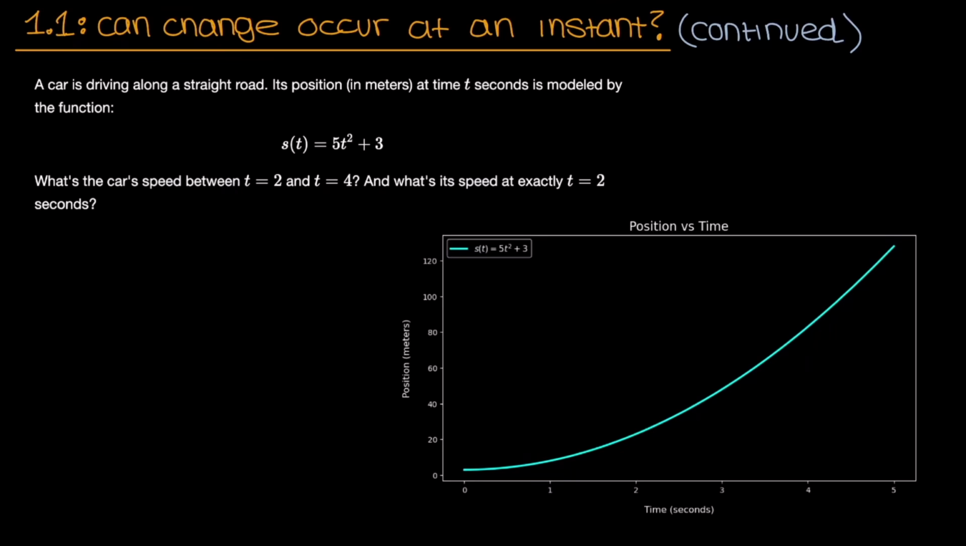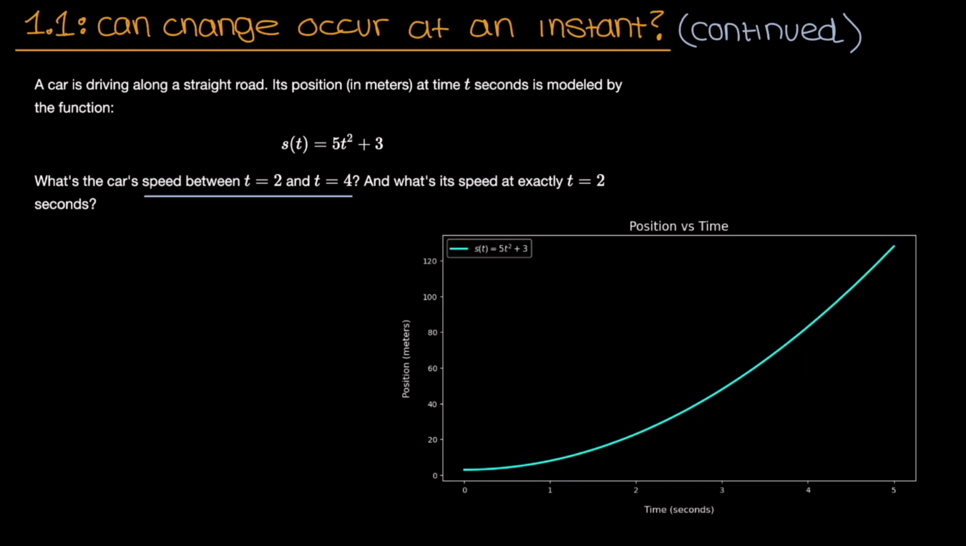But what we do have is a curve almost. So we are driving more distance per second, you could say. And that's the point of this problem. So the first task of this problem is to find this car's speed between t equals 2 and t equals 4. And so what does that look like?